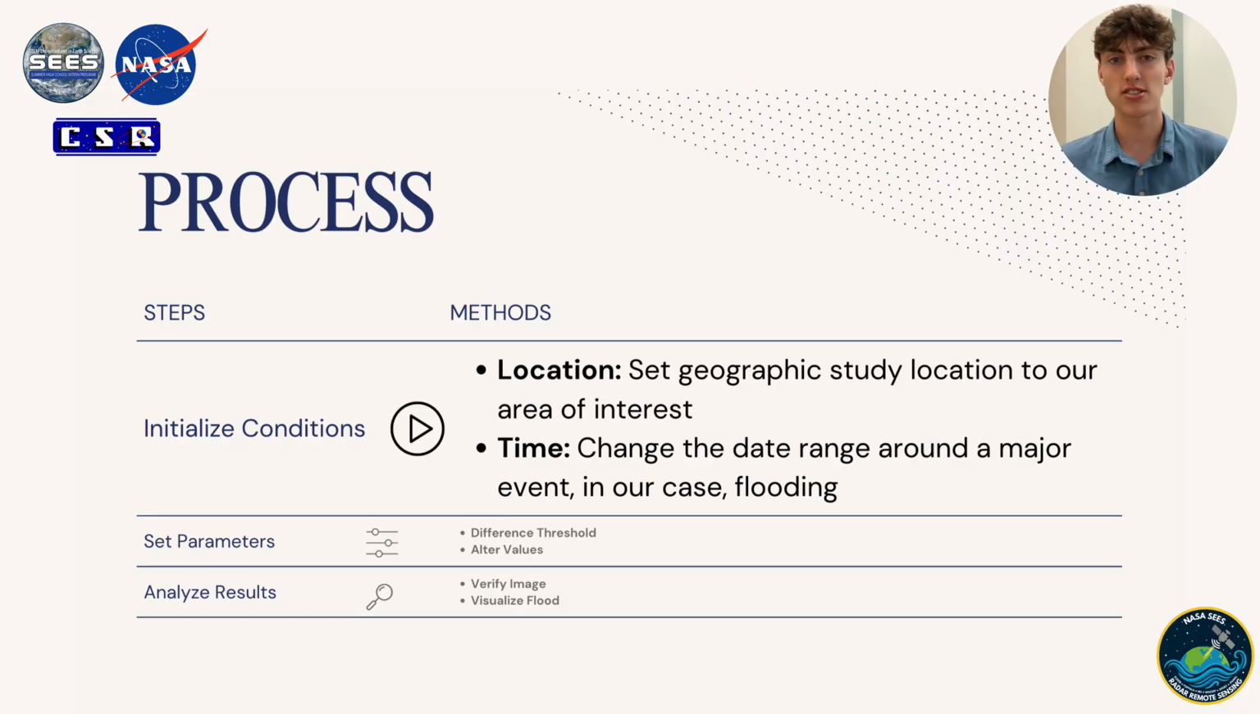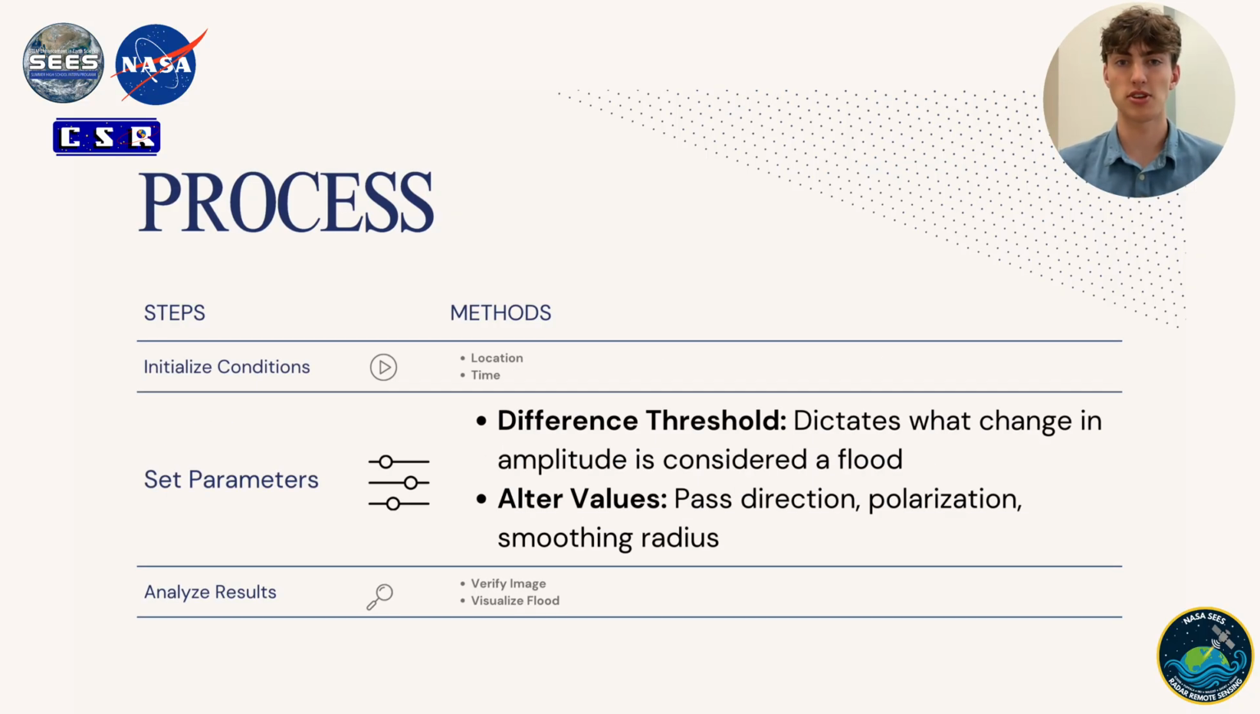Google Earth Engine compares the satellite images in the before range and the after range to determine where the terrain actually changed between those two times. Next, we have to determine our parameter values. Difference threshold is what we use to control how much the amplitude of a pixel has to change between the two set dates to be considered flooding.